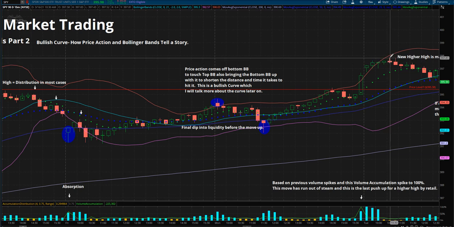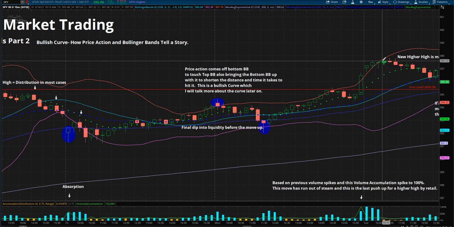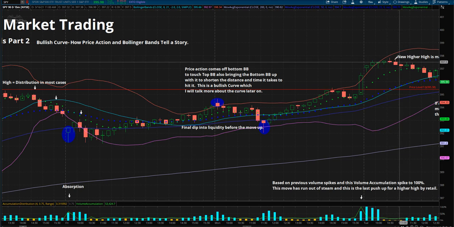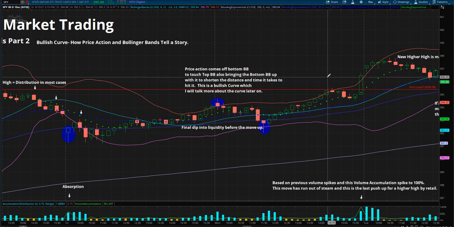And then as they're selling off, it becomes more red indecision versus green. That means that the retail has finally given up, and now institutional is outselling retail, who was out buying at one point, and now price action starts to drop. When this happens, that goes into what we call a bearish curve, and that is for the next part of this series.